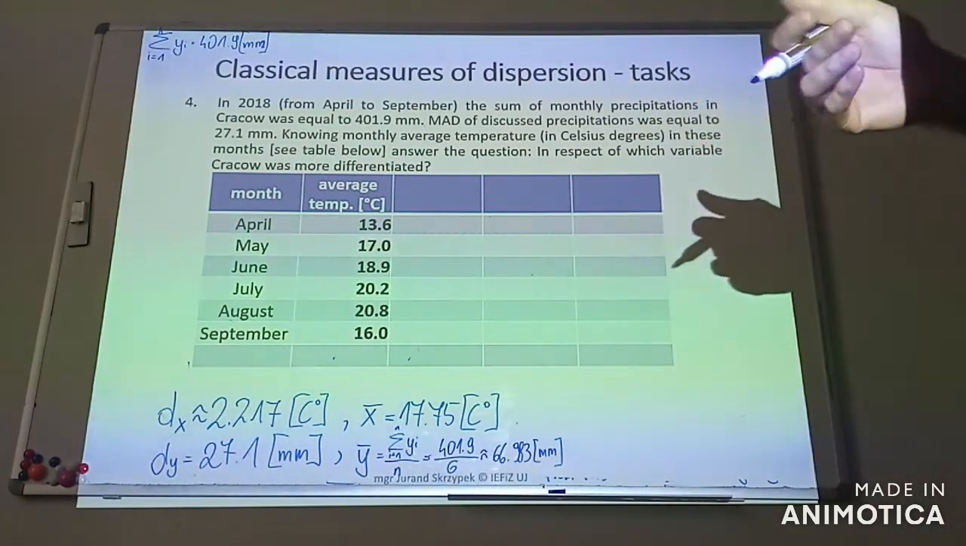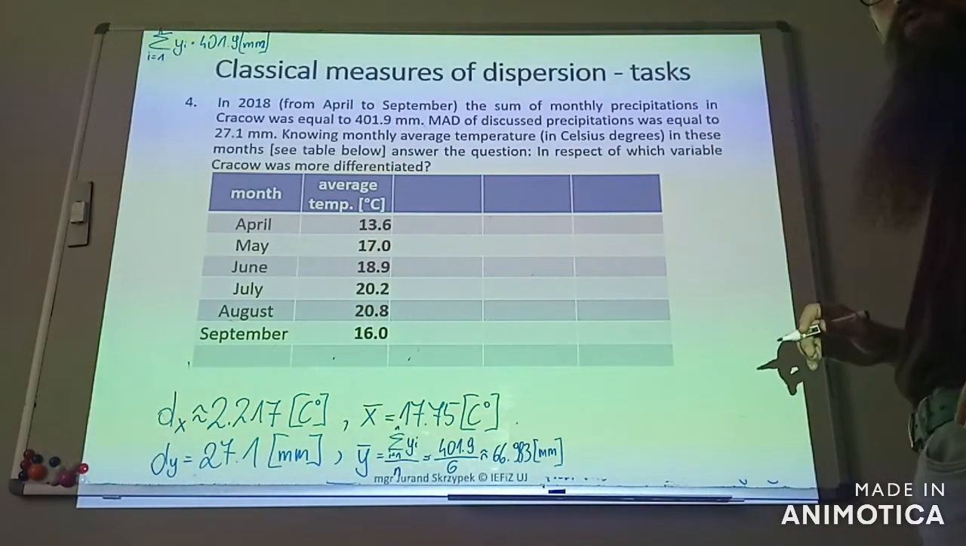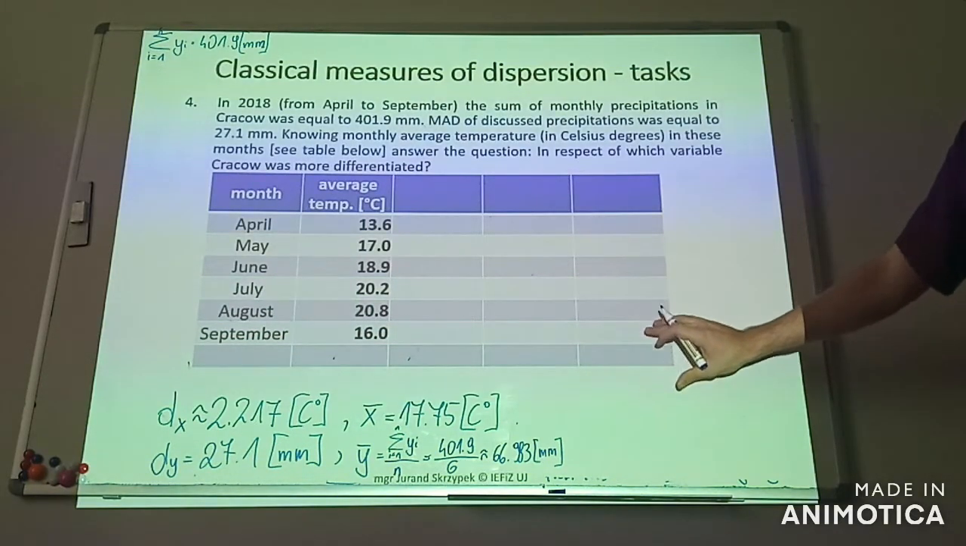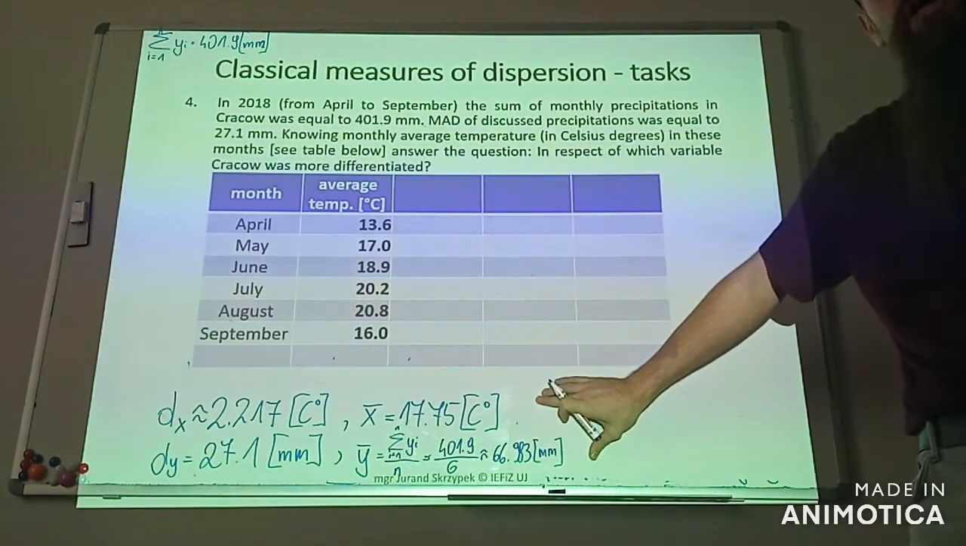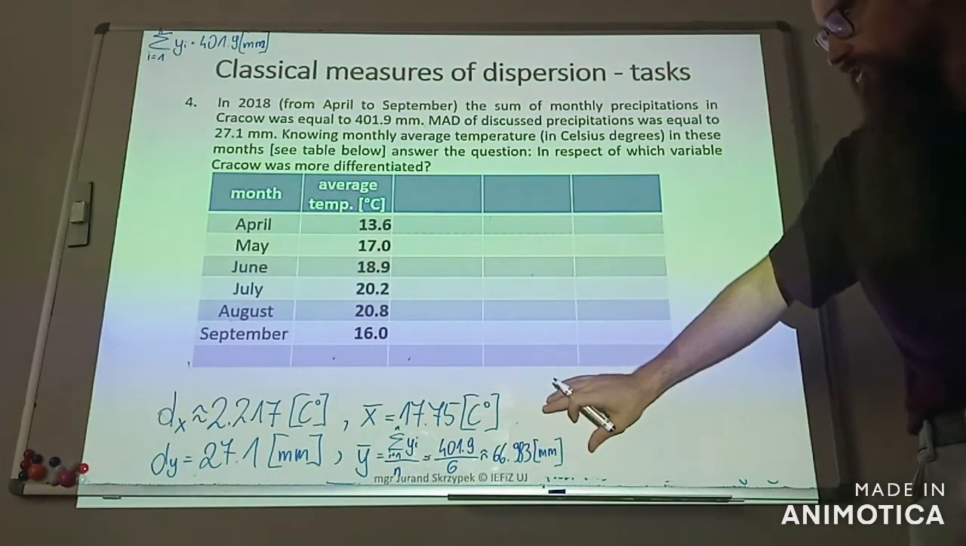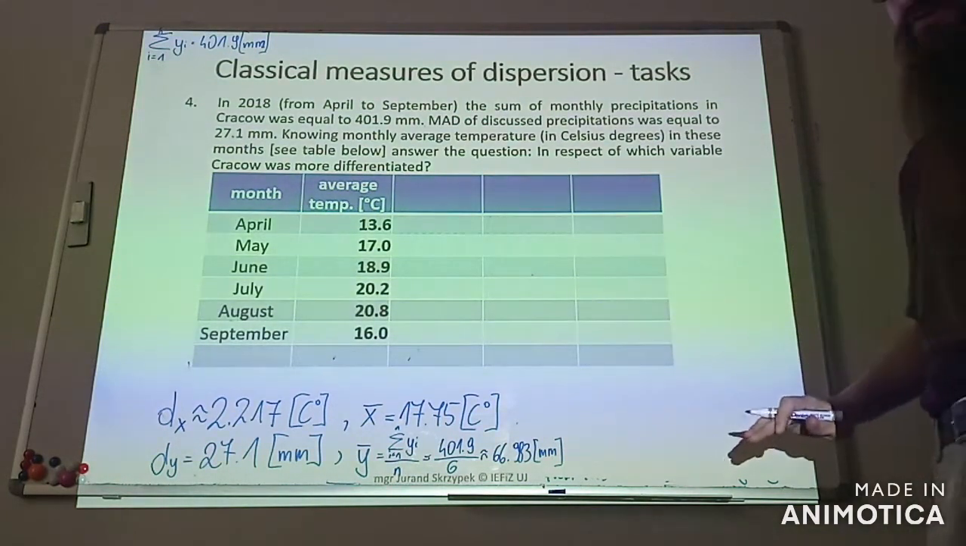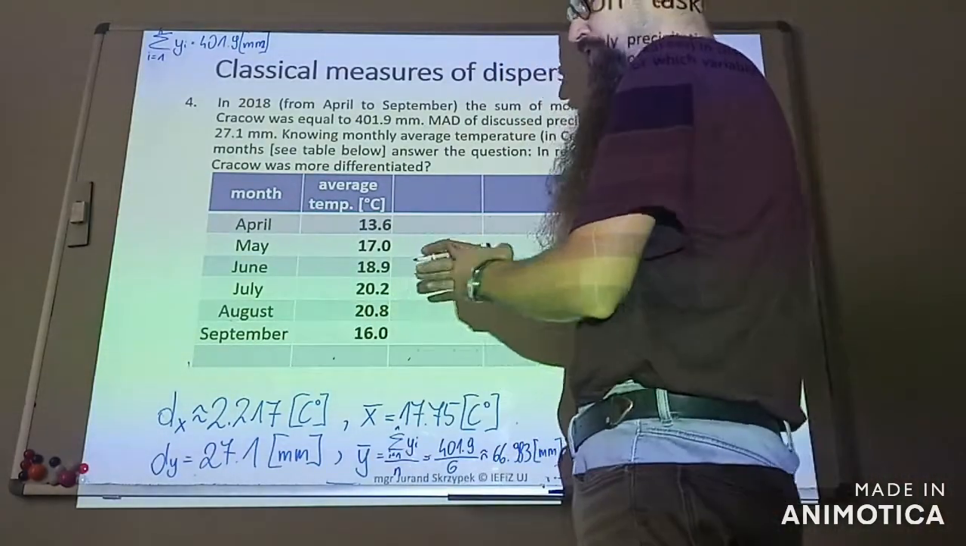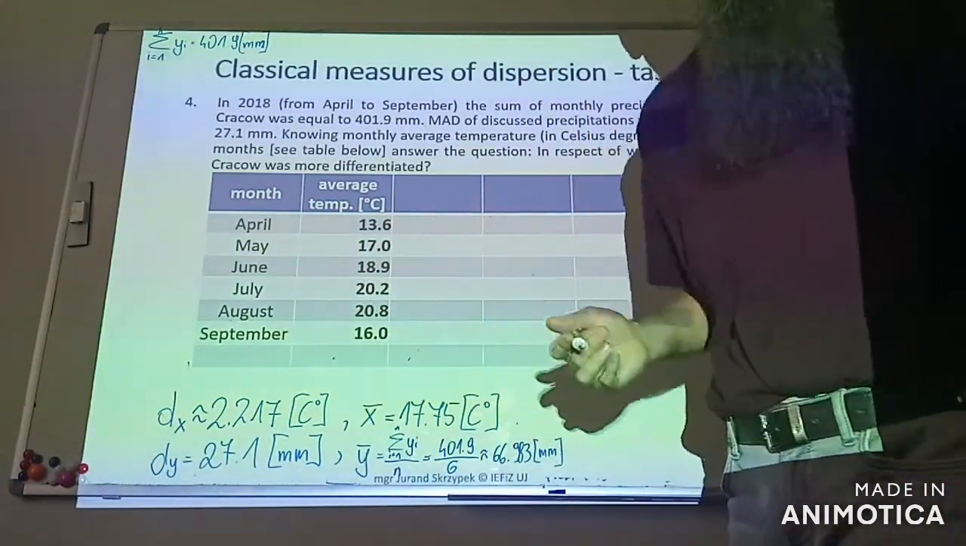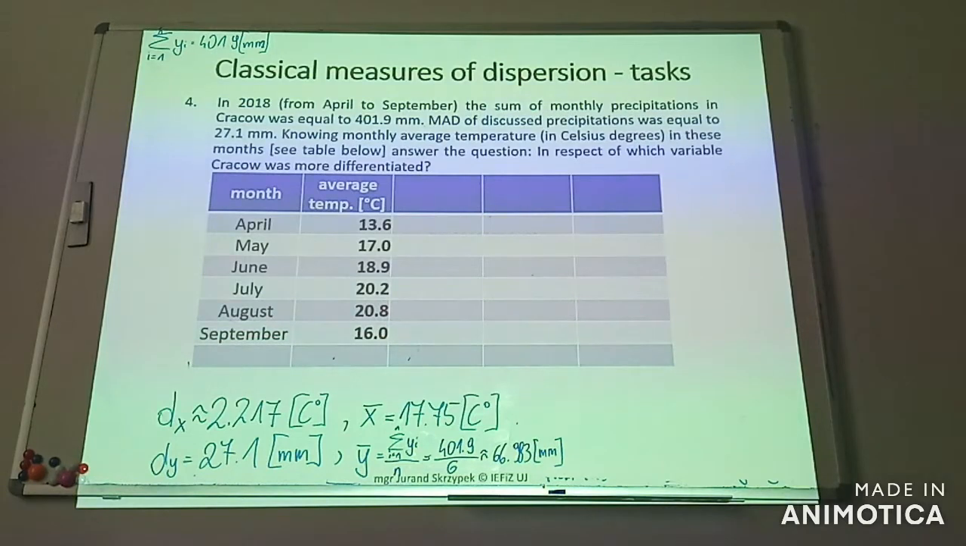Or in other words, which of the variables in Krakow was characterized by greater variability. Yeah, variability. So deviations expressed as a percent of the average, the typical level of the considered phenomenon.